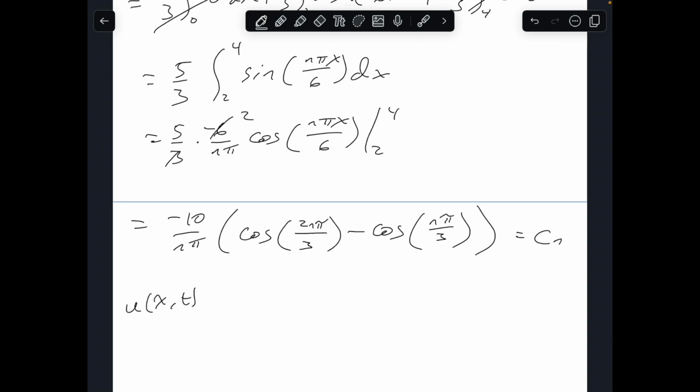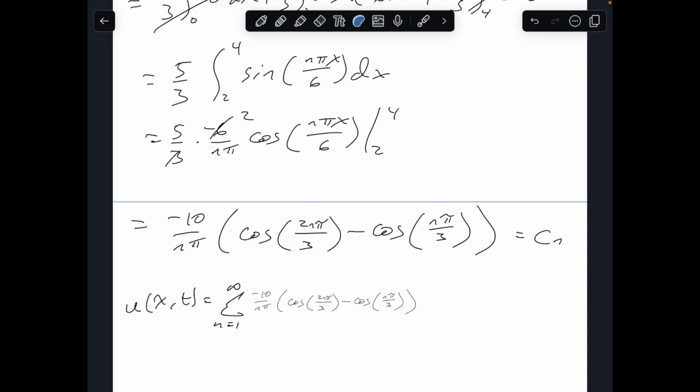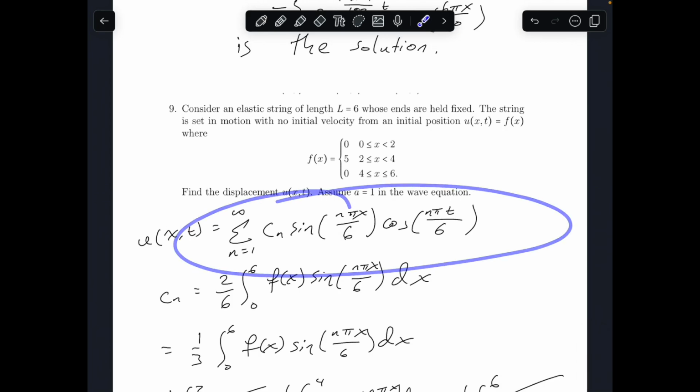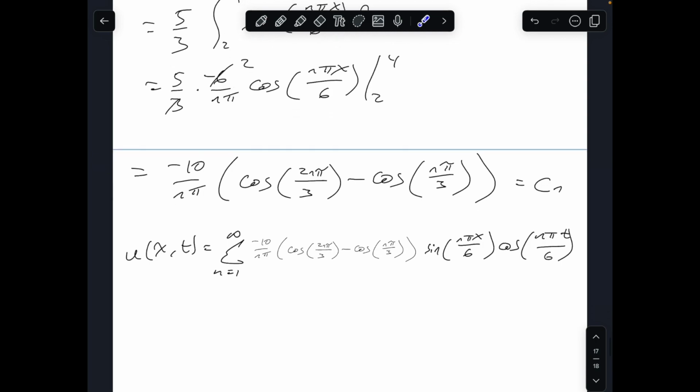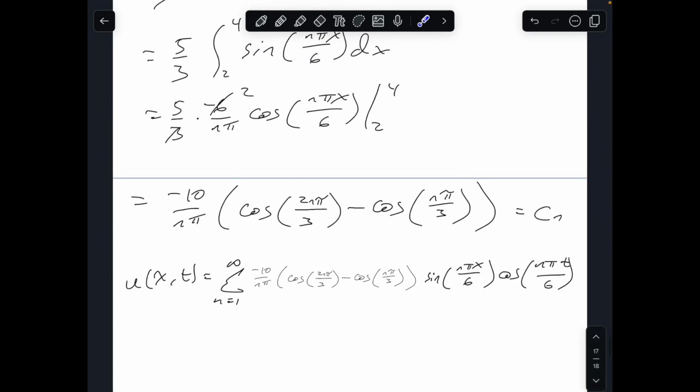and so u(x,t) is equal to the sum from n equals 1 to infinity of these coefficients, which I'll just shrink, and then times sine(n pi x over 6) times cosine(n pi t over 6). And this is just using this up here. So I'm just replacing the Cn with what we just calculated it to be, and the rest of it is just part of the formula. Okay, so those are your solutions.